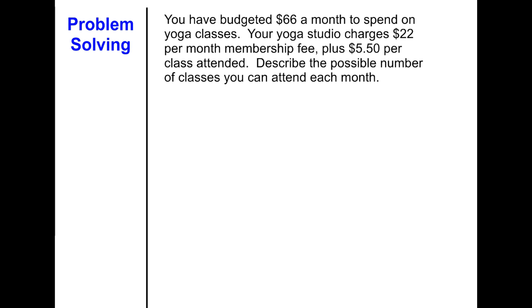Well, it's kind of tricky on this one because they have a per month membership fee, but we're talking about in each month how much it's going to cost. You also have a $5.50 per class attended. So that's what we're going to use. And I'm going to use x as my number of classes attended. Okay, so I'm going to first start out by writing my expression for how much I'm going to pay per month. So I know it's going to cost me $5.50 per class attended plus $22 per month.